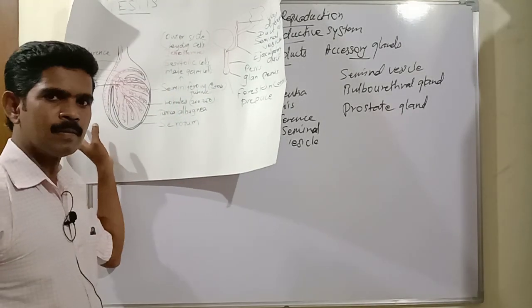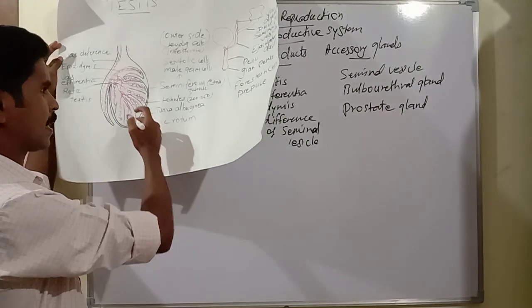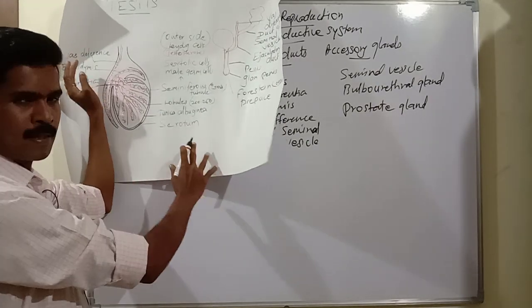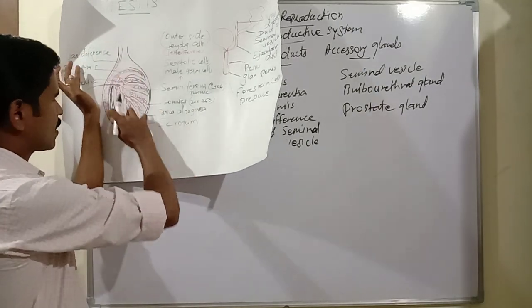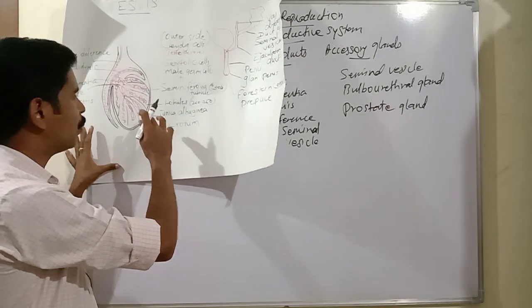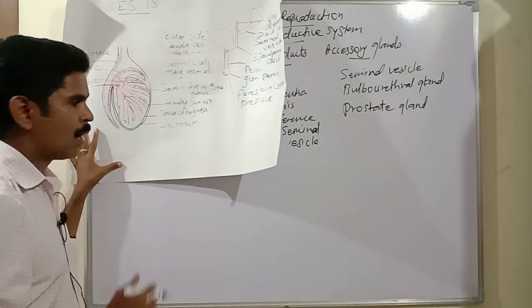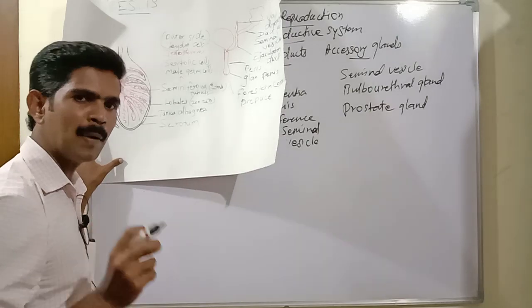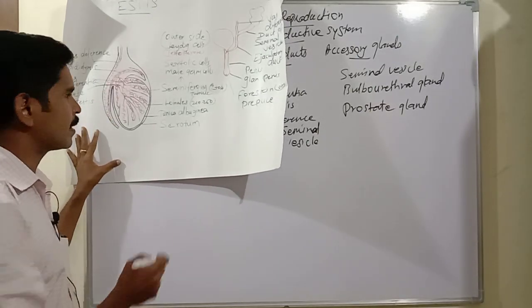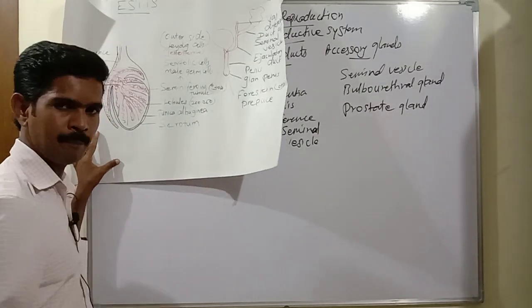So, just to imagine this is the structure. I have drawn here the structure of testis. So, this is the structure of one testis. Both testes are covered by a small membrane-like structure. It is called tunica albuginea.